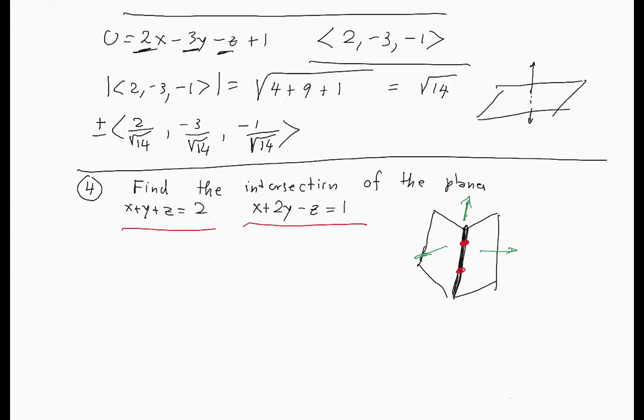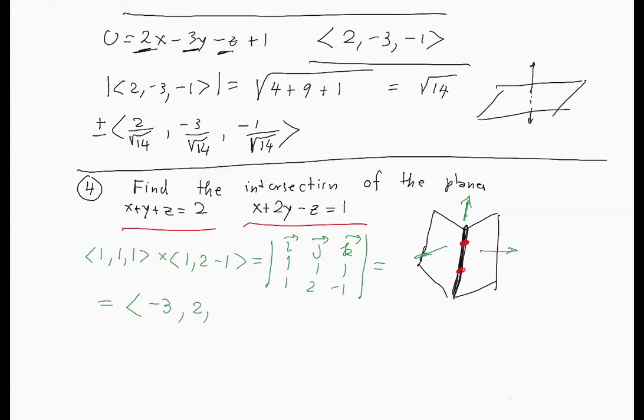For the first plane, I'm reading the coefficients. That's 1, 1, 1. For the second plane, I'm also reading the coefficients. That's 1, 2, negative 1. I take the cross product, i, j, k, and then 1, 1, 1, 1, 2, negative 1. What is this vector? Delete first row, first column. That will give you negative 1 minus 2, that's negative 3. Delete first row, second column. That will give you minus 1, which is negative 2, but it's the middle coordinate, so that will be 2. Delete the first row and the third column, that will give you 1.